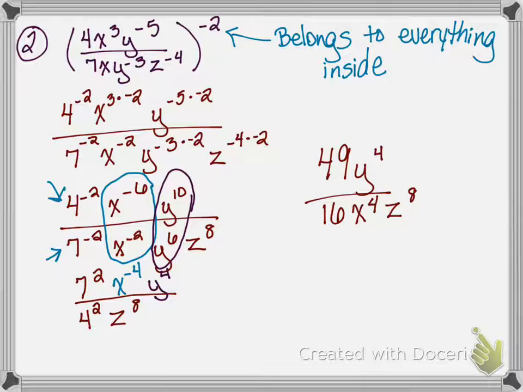Yes, ma'am. Why is 8 in the z to the 8? Okay, so I want you to go back and look right here. Do you see the z to the negative 4 times negative 2? When I multiplied those two together, I ended up with a positive exponent, so it stays in the denominator. Good question.